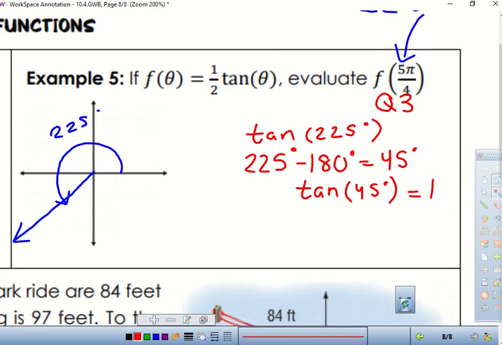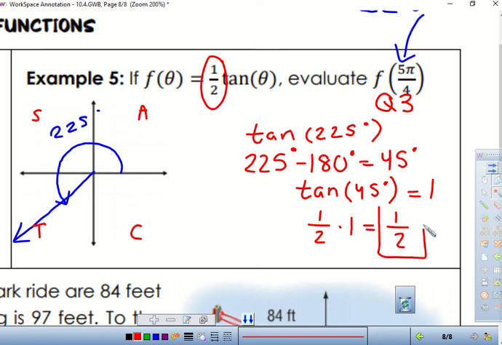And is tangent positive or negative in this quadrant? Positive. So now we just have to take this amount and multiply it by what? 1/2. And the answer is 1/2. So it's basically what you learned in 10.3, but just an extra step of multiplying it by something else. Alright. Is everyone good with that?